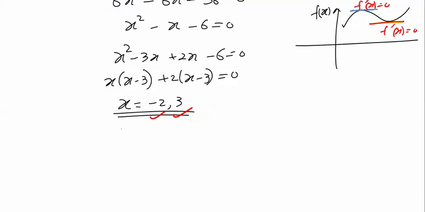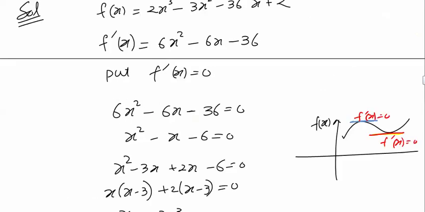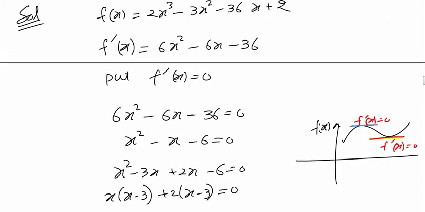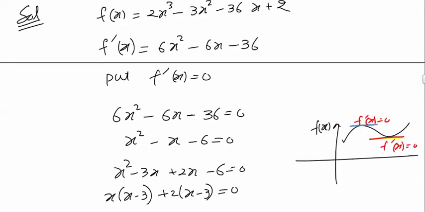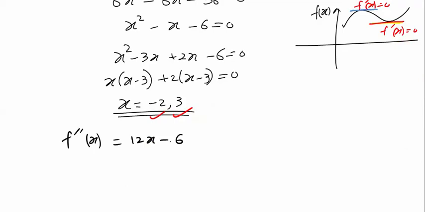We have to find f''(x). So let us find f''(x). f'(x) was 6x² - 6x - 36. So this will become 12x - 6. Now there is no need to put it equal to 0. What do you have to check?